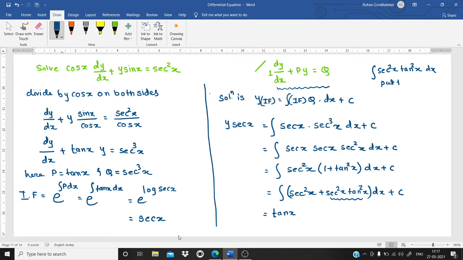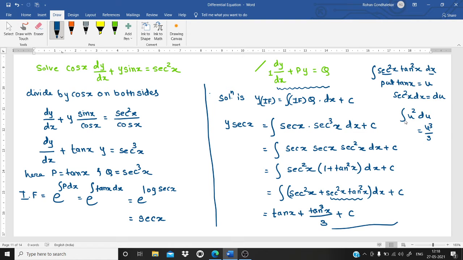Put tan x is equal to, say, u. What is the derivative of tan x? Sec square x dx is equal to du. So this sec square x and dx becomes du. So this is u square du. What is the integration of u square du? u cube upon 3. So what is u? Tan x. So the integration of the second term is tan cube x upon 3 plus c.